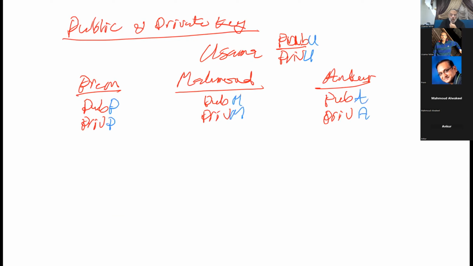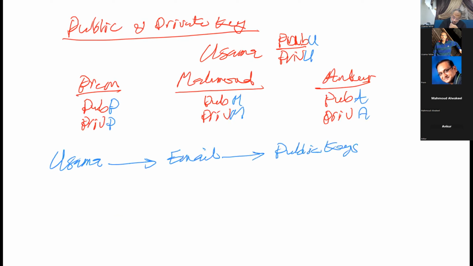Okay, then now I want to send encrypted data to all of you. Then Osama sends a message or email to all of you asking you to send him the public keys. And he received Prem's P, Mahmoud's M, Anchor's A. Unfortunately, with these emails, there was reconnaissance. There was someone who did reconnaissance on the email, and he was able to capture the email.